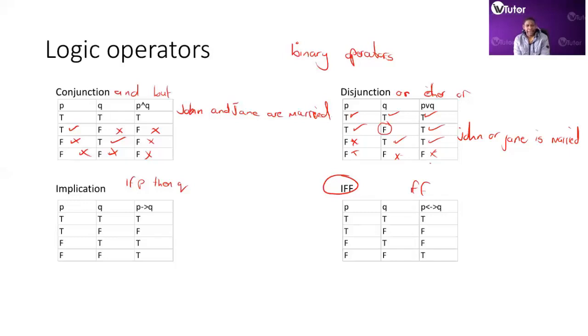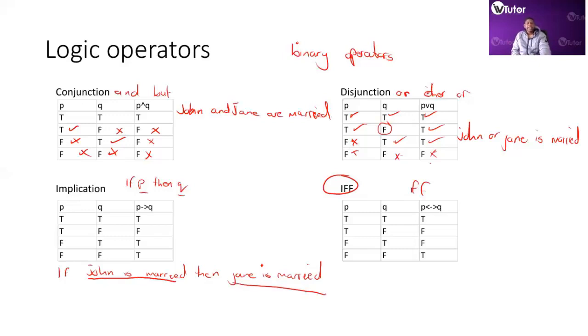Then we look at the implication. It says if John is married, then Jane is married. All right, let's look at it. So, when is this statement as a whole true? At what point would you consider it to be false? So let's evaluate. John is married is our P. Q is Jane is married.